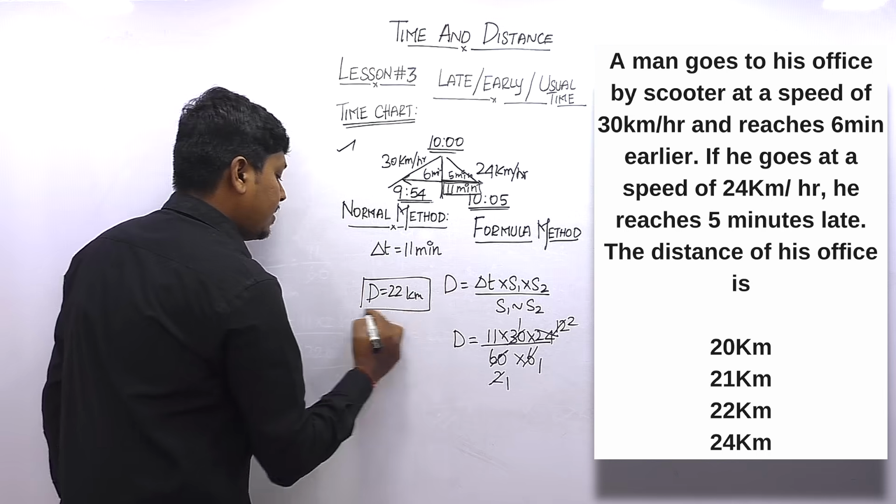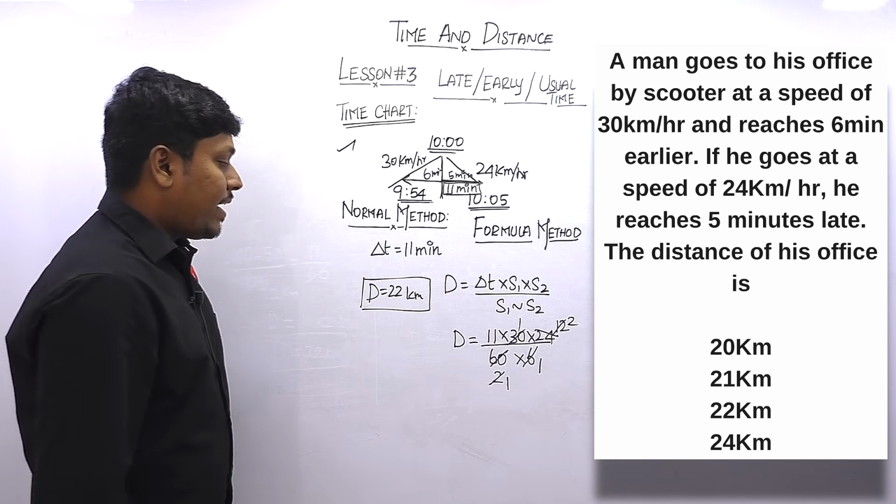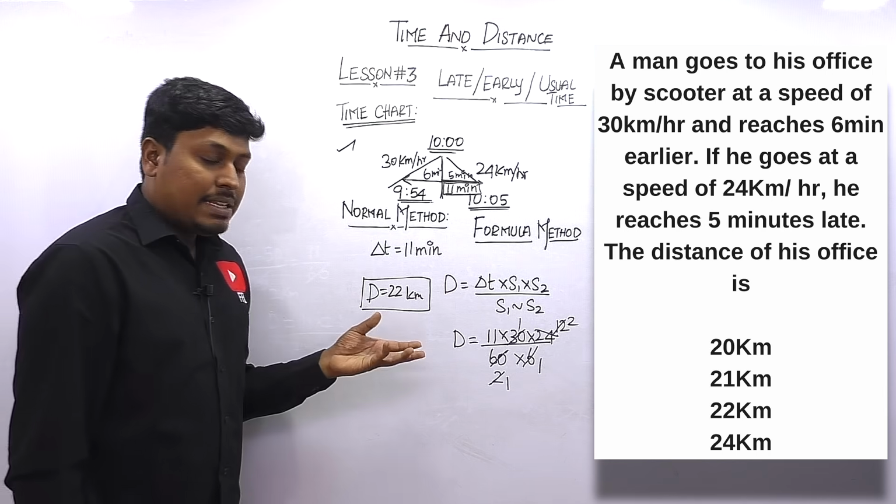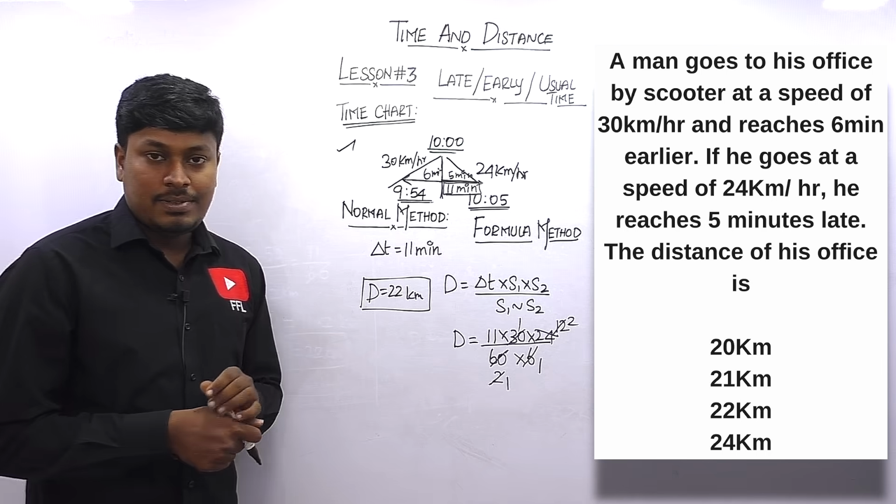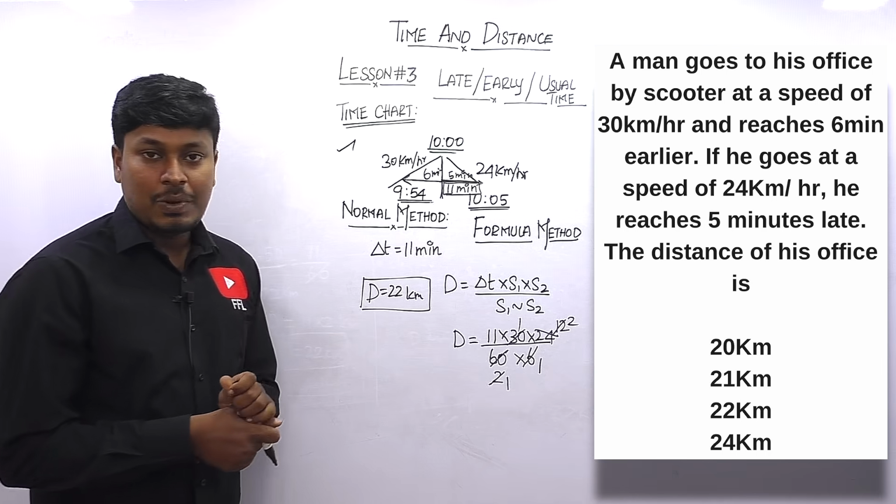This looks easy, right? So finally we can say the answer for question number 1: the distance of his office is 22 km.